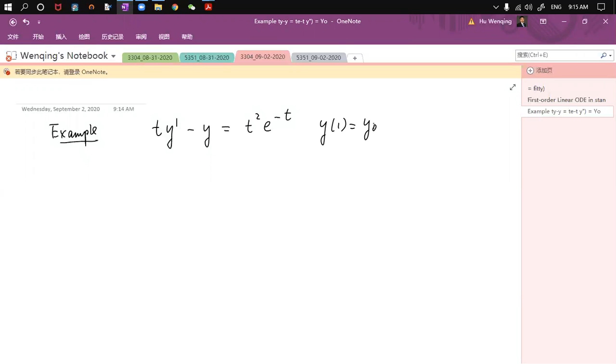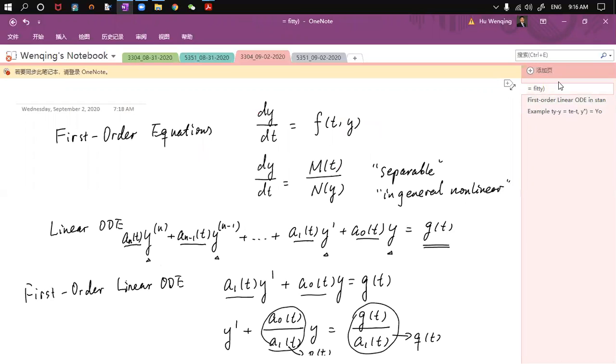So then, of course, you want to try to see if you can solve this equation. How do we solve it? Well, first of all, you can see that this is a first order linear equation. How do you justify it? Well, you justify it by this form of linear ODEs.